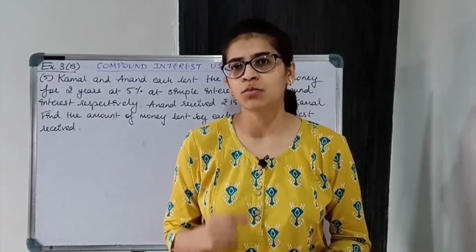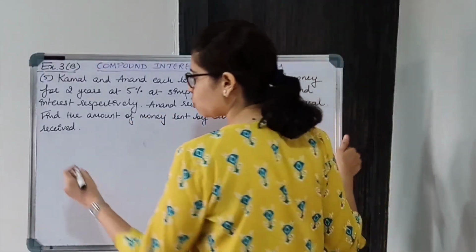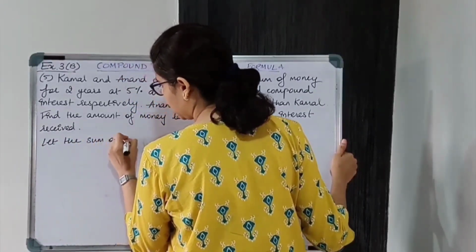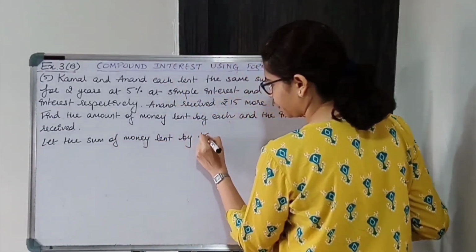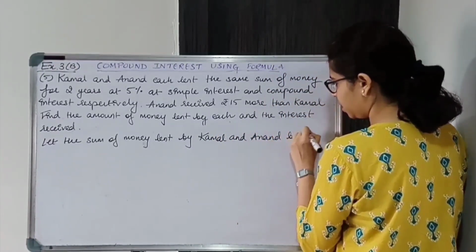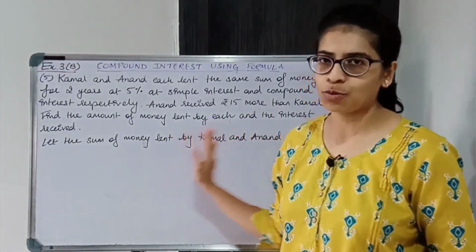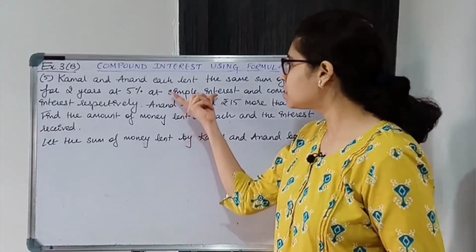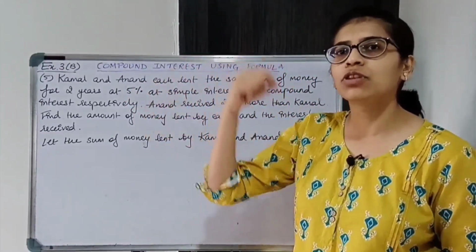Now Kamal and Anand both are investing the same sum of money, so let us assume it to be X rupees. So let the sum of money lent by Kamal and Anand be rupees X. That is, the principal is rupees X for both Kamal and Anand. Now Kamal is investing at simple interest and Anand at compound interest. So let us first write down all the information for Kamal.